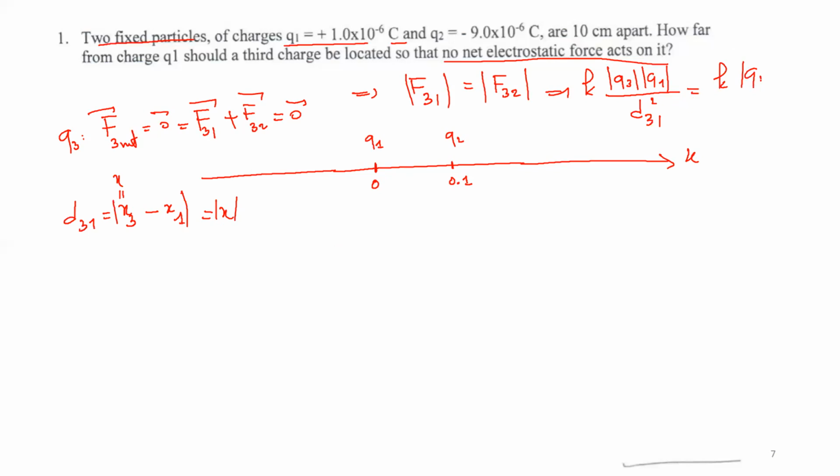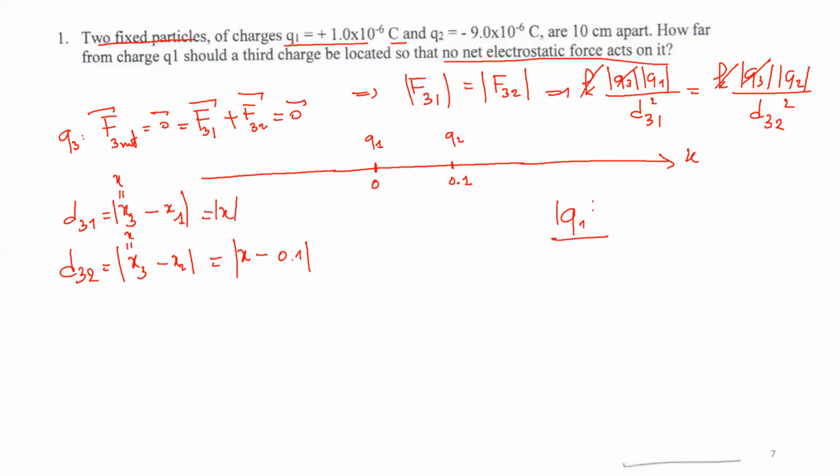And here you will have K, Q3, Q2 divided by D32 squared. What is D32? It will be absolute value, of course, of x3, which I call x, minus x2, and I know what x2 is, right? So it will be just x minus x2, which is 0.1. So bottom line here, I can simplify by K, and I can simplify by Q3. So I'll end up with Q1 divided by x squared should be equal to Q2 divided by x minus 0.1 squared.